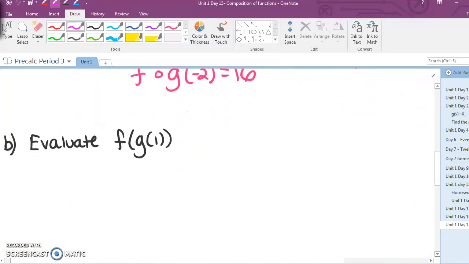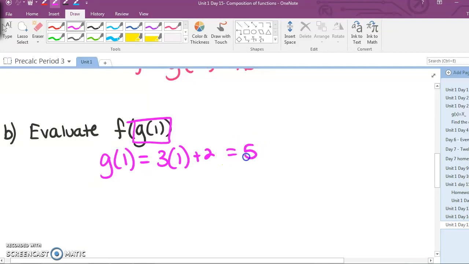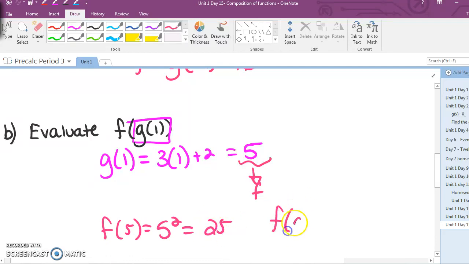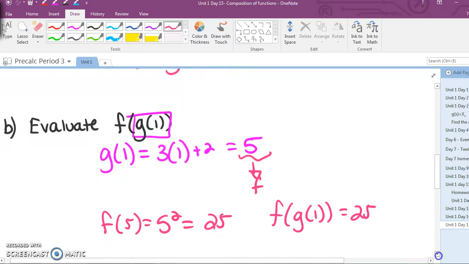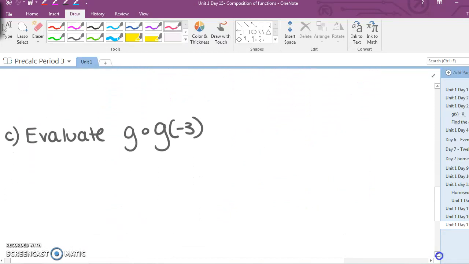Now we're going to find f of g of 1, and again, this is just a different way to write the notation. So for this one, again, we're going to do g of 1 first. This piece goes first, so g of 1 equals 3 times 1 plus 2, which is 5. And now this goes into f. So f of 5 equals 5 squared, which is 25. So f of g of 1 is equal to 25. Again, pause as needed, and then do the next problem once you're done.